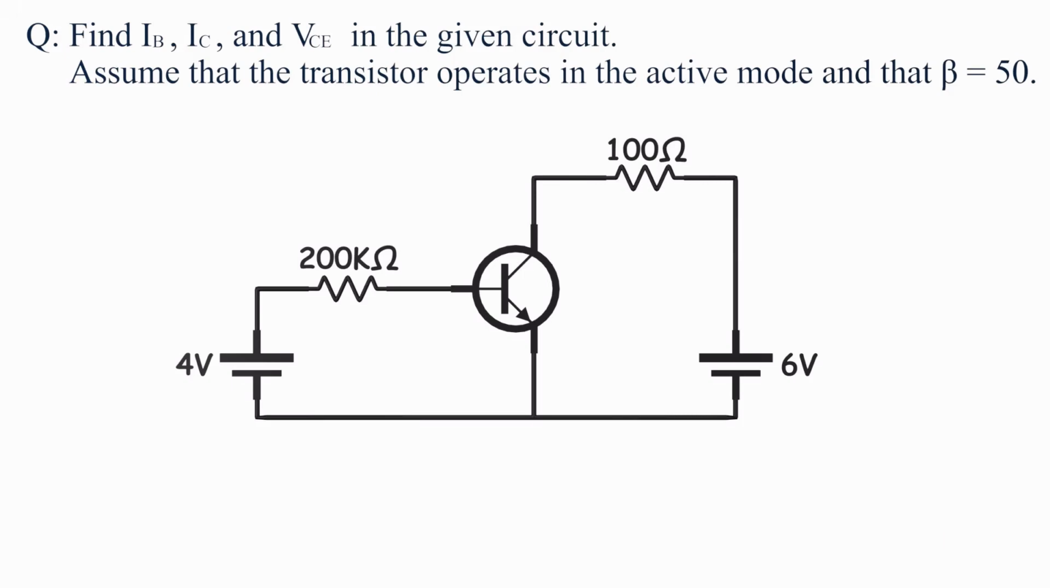Let's solve this classic transistor circuit problem. We're asked to find IB, IC, and VCE, and we're told the transistor is operating in active mode with a current gain beta of 50. These kinds of questions show up all the time in exams, so getting good at them is a must.